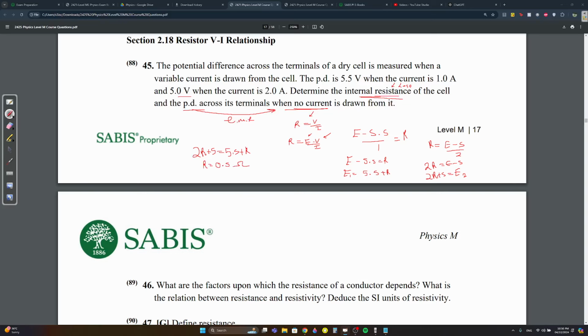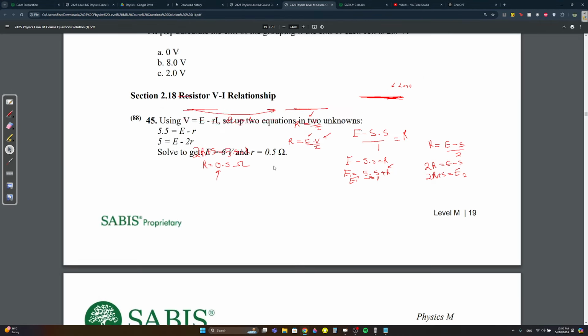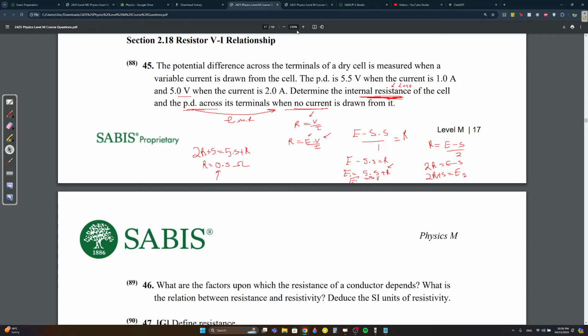So we found the resistance. Can we find the potential difference now? We just substitute 0.5 into any one of these. This is easier here. E is 5.5 plus R, and we know R is 0.5. So 5.5 plus 0.5 is 6 volts.